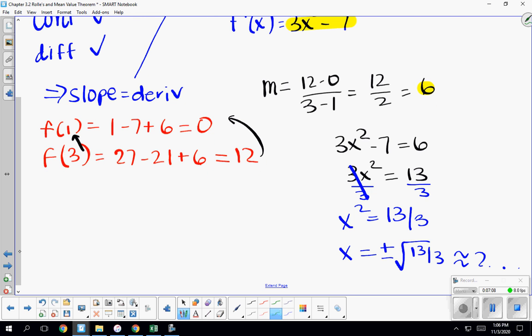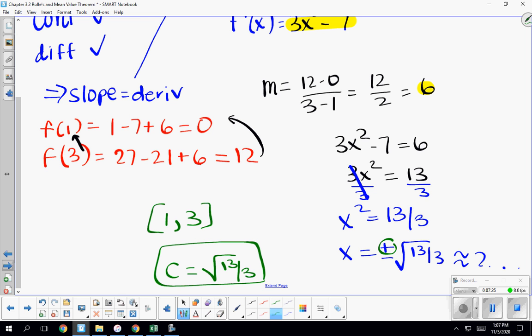Our interval in this case was 1 to 3. And so only one of these values is on this interval, and that's going to be our positive one. So we say our c, which is just our specific x value, is going to be positive radical 13 over 3. So even though there's two places this happens, the mean value theorem says it has to happen at least once in this interval, and it does right there.